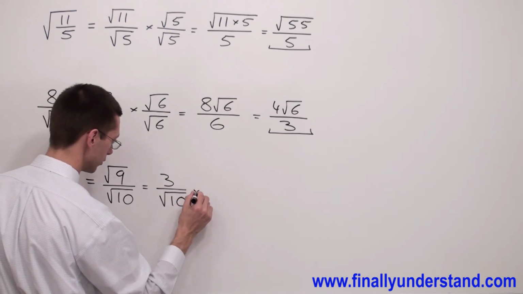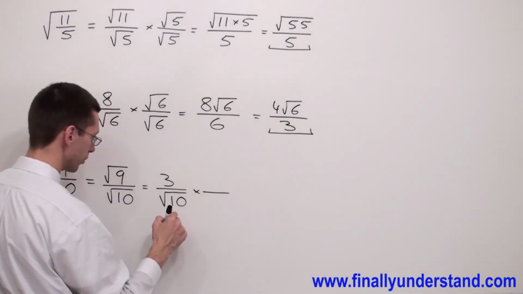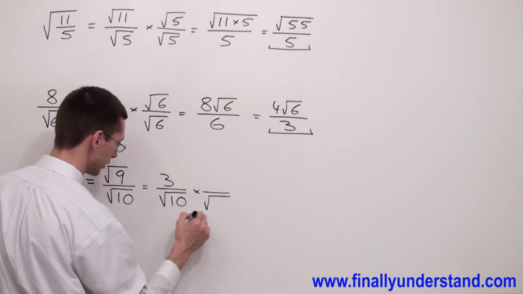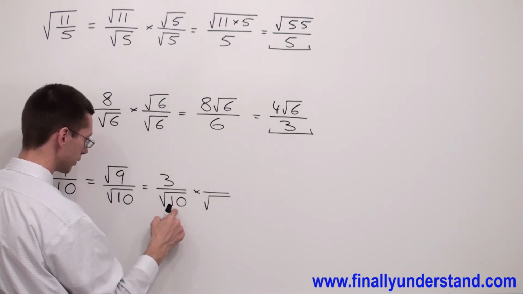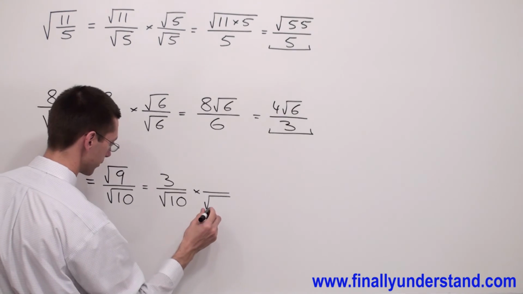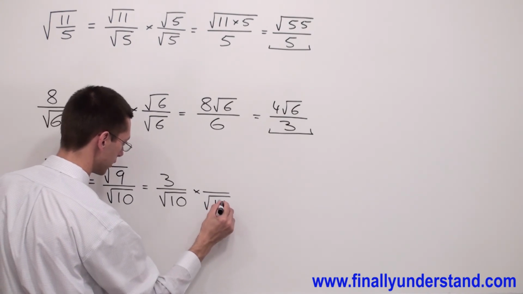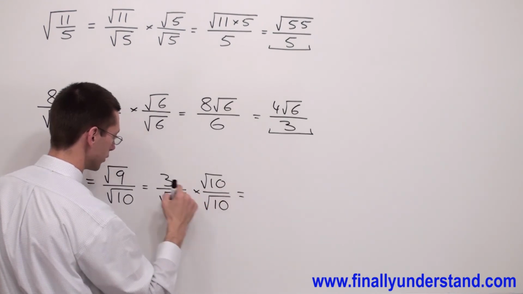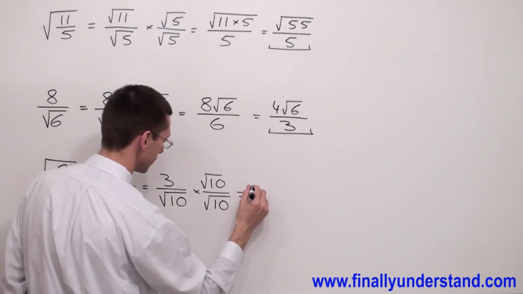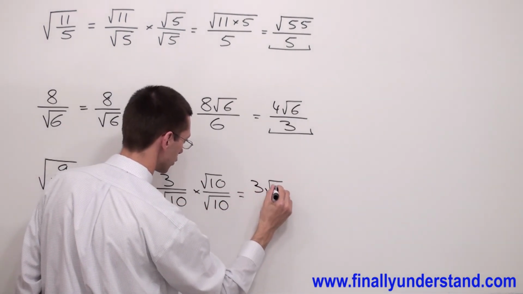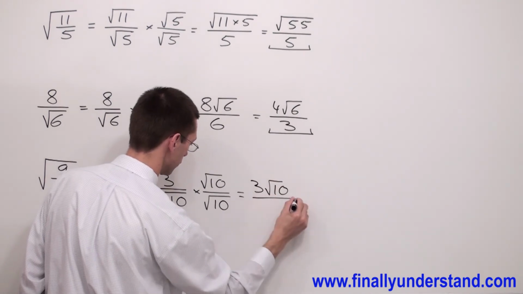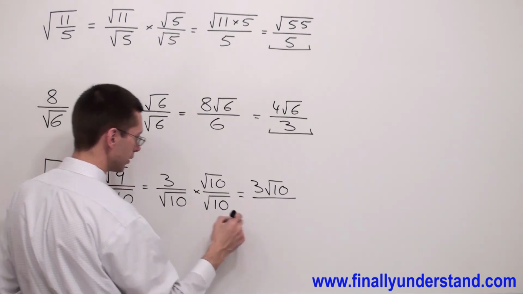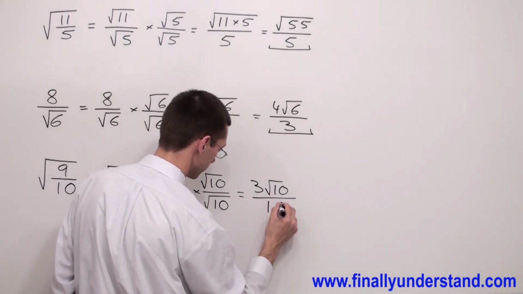So what I have to do, remember, I have to always multiply, okay, numerator and denominator by the radical which is in the denominator of my original fraction. So I have square root of 10, square root of 10. 3 times square root of 10 is 3 square root of 10 over square root of 10 times square root of 10 is equal 10.